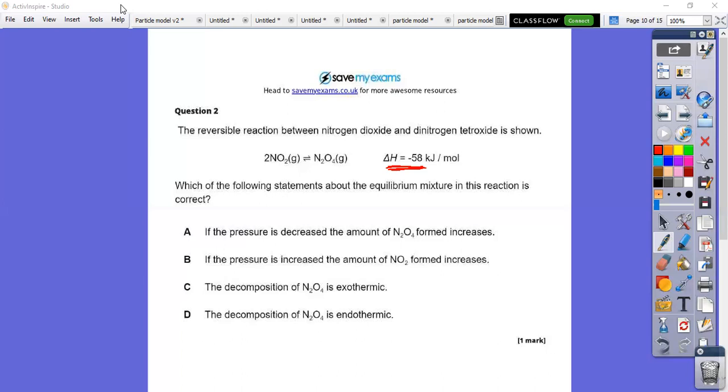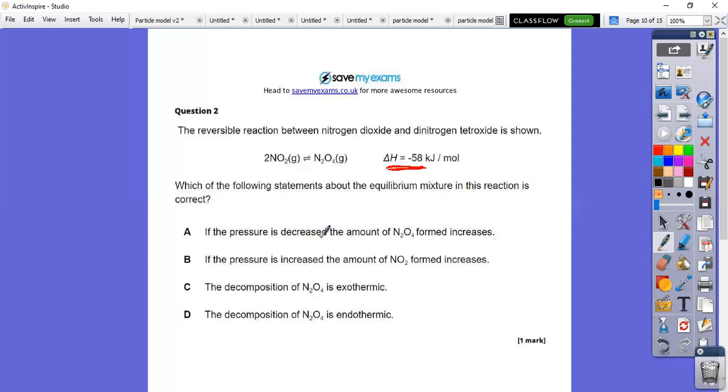So is the N2O4 decomposing to make 2NO2? Yeah, it could decompose to that, but let's just work through this together a little bit. And I think maybe you may have some things already similar. You just tripped up on something. So it says the reversible reaction between nitrogen dioxide and dinitrogen tetroxide is shown. Which of the following statements about the equilibrium mixture in this reaction is correct? Let's just look at the first one.